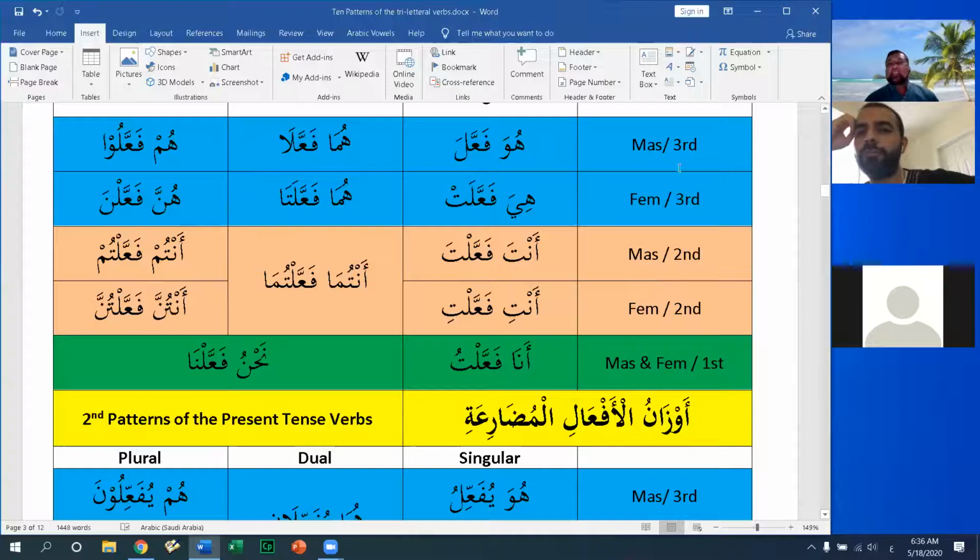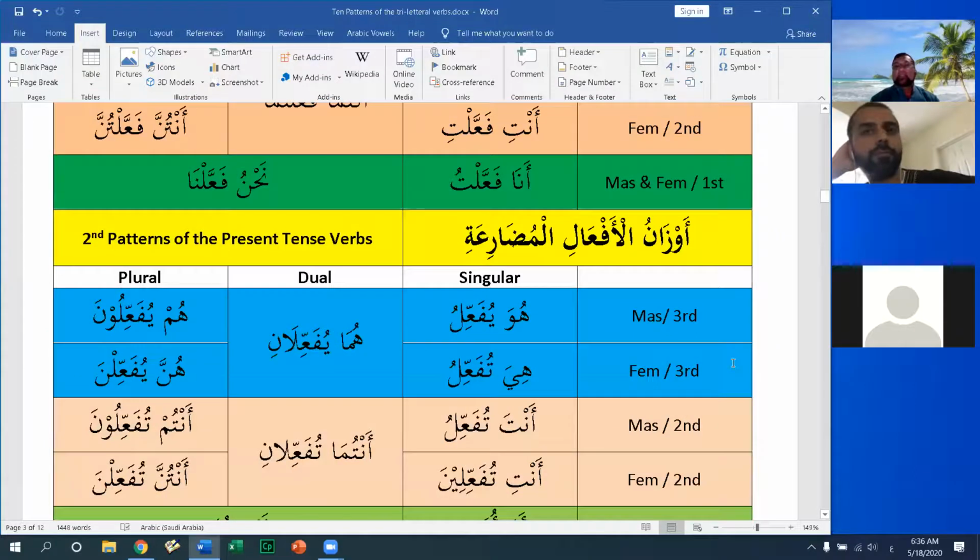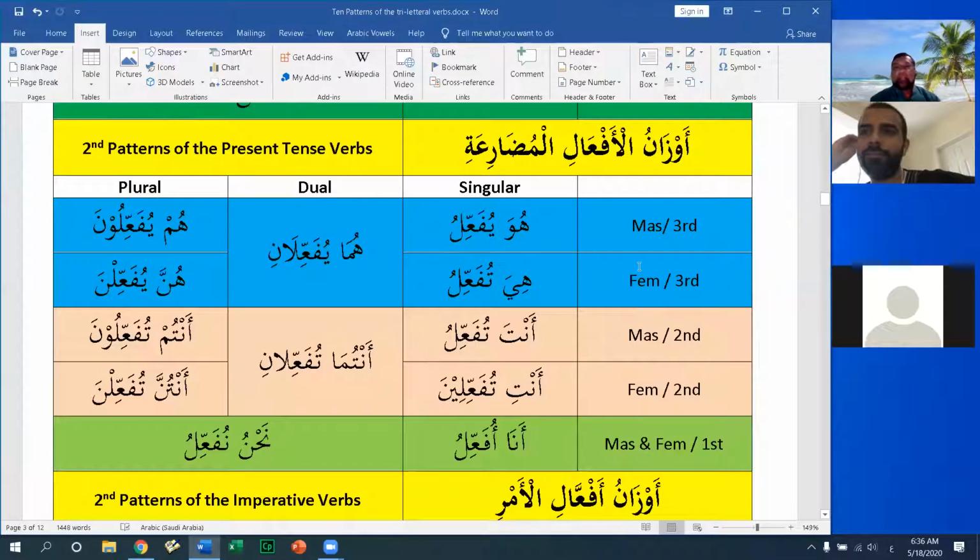My intention, inshallah, is to record this outside of the class and just post it. So I'll record all 10 patterns so you'll have them. And in case anybody has any confusion, you can go and fast forward to the one that you want and practice it. Go ahead, present tense. Do علم if you want.